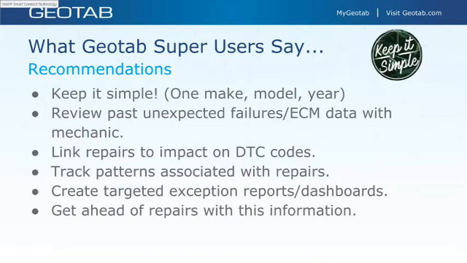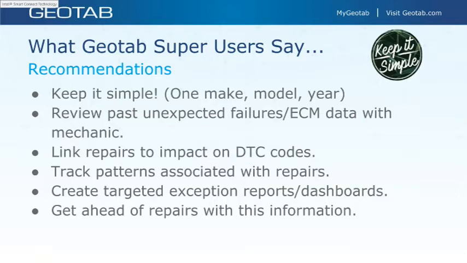And what our super users are saying is keep it simple. Start with one make, model, and model year, because then you've got a consistent set of data coming through. Review the past repairs and the data that came with those past repairs. So let's say you had an engine failure back on March the 7th. What data was being broadcast or retrieved by MyGeotab with respect to engine failures right before that repair, and what happened after the repair?